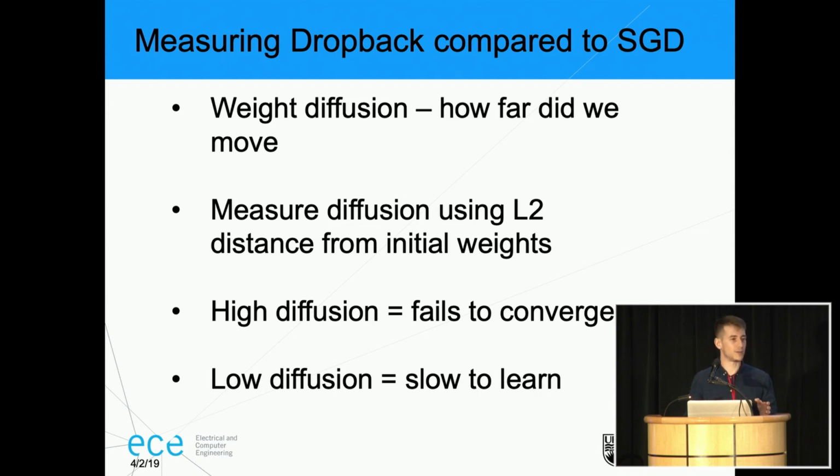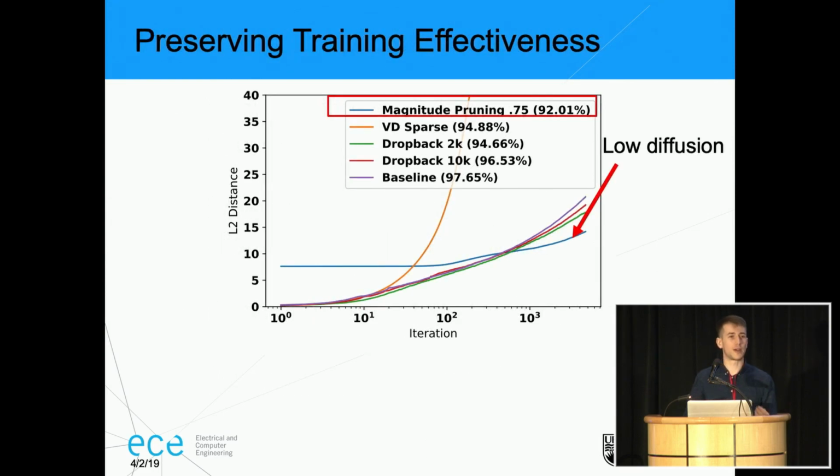If you have too high diffusion, you've modified your training a lot, you move your weight values very quickly, it's going to fail to converge in a lot of cases because you've gone off to some deep end. And with low diffusion, this is less bad, it's just slow to learn now. And remember, we wanted to converge at the same rate as standard stochastic gradient descent. So we compared this to that first technique we talked about, just applying magnitude-based pruning to training, and we saw that that had really low diffusion, as well as really bad compression results.